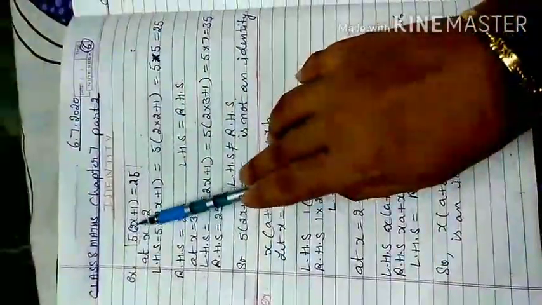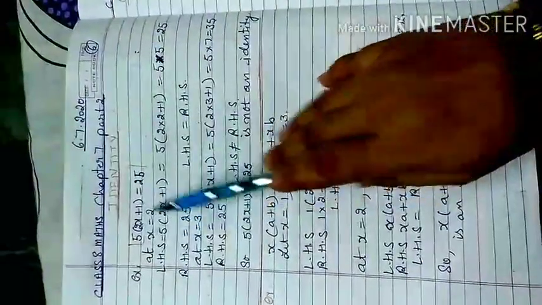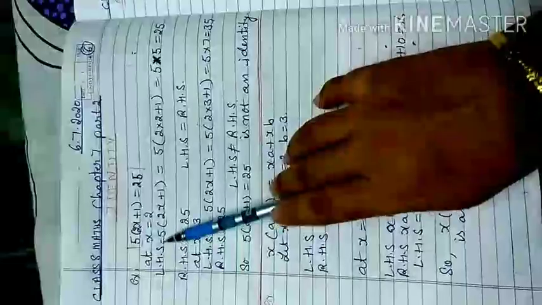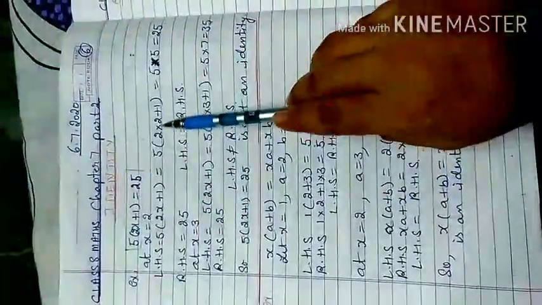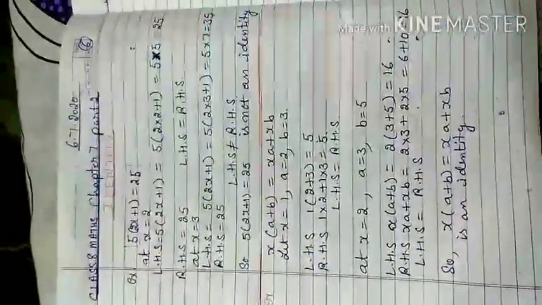Suppose I have a question, 5(2x + 1) = 25. First I check with x = 2. When I check with x = 2, I just replace x with 2 in the left hand side: 2 twos are 4, plus 1 is 5, 5 times 5 gives me 25, and the right side is also 25.